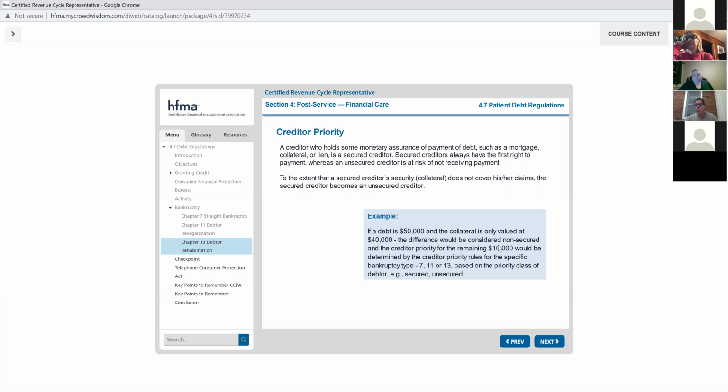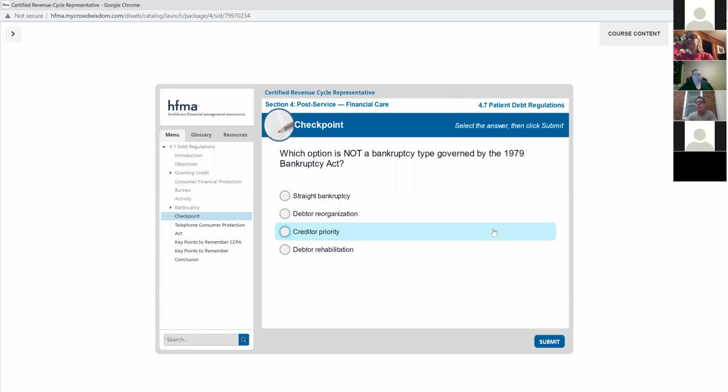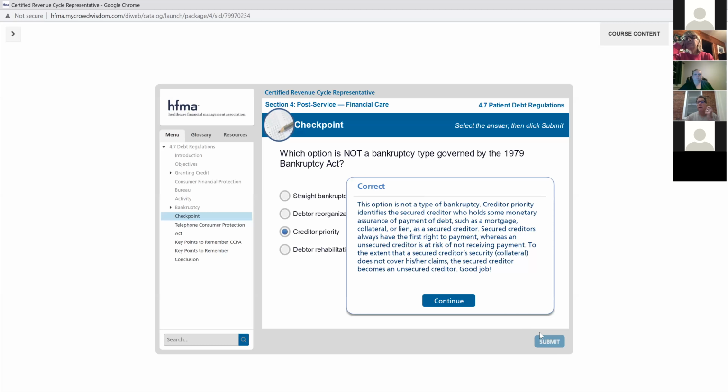We go into the checkpoint now. Okay, which option is not a bankruptcy type governed by the 1979 Bankruptcy Act? And that would be credit priority. So you have straight bankruptcy, debtor reorganization, and rehabilitation. Credit priority is just a creditor's status. And that is correct.